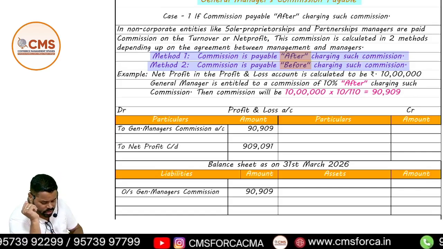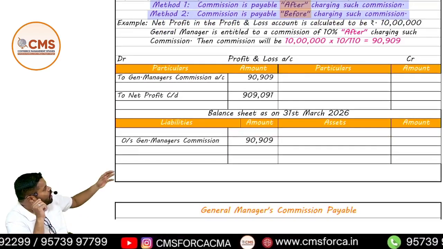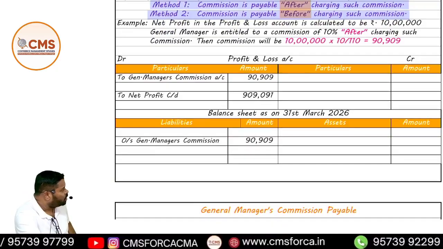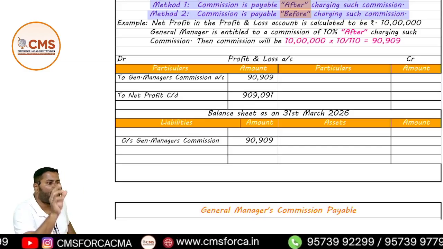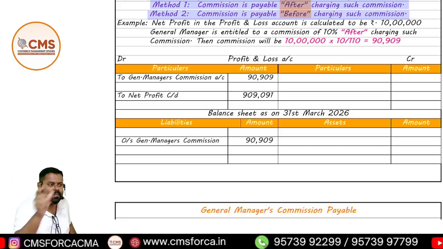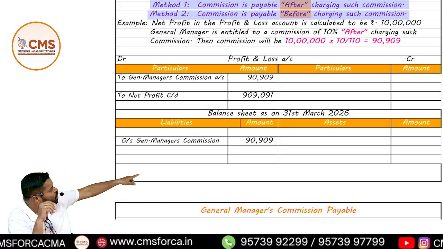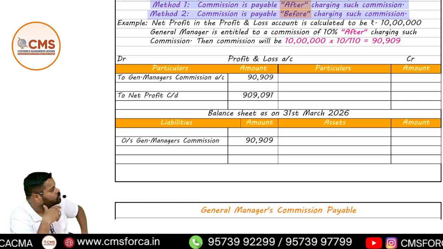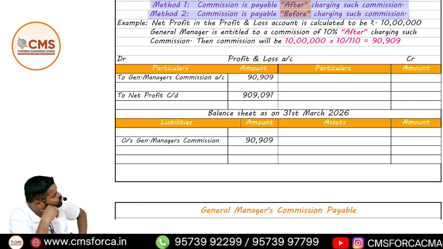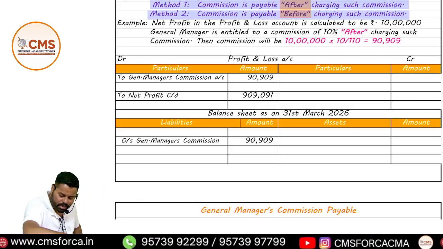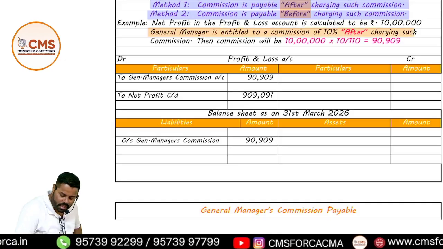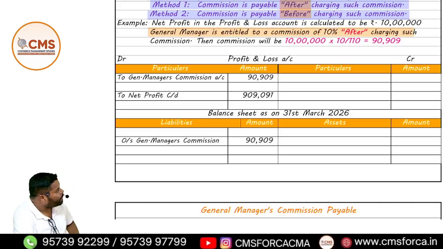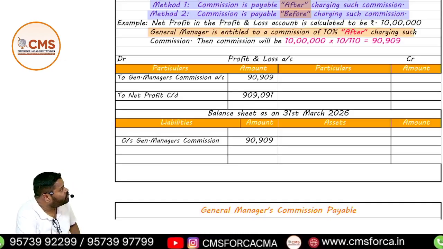Okay. And what is the calculation? Look at the first one. Net profit in the profit and loss account. You didn't write it as net profit, you just calculate the difference: credit side minus debit side, and you got the difference as 10 lakhs there. What is the wording that is used? General manager is entitled to a commission of, second line, focus on the second line, is entitled to a commission of 10% after such commission.